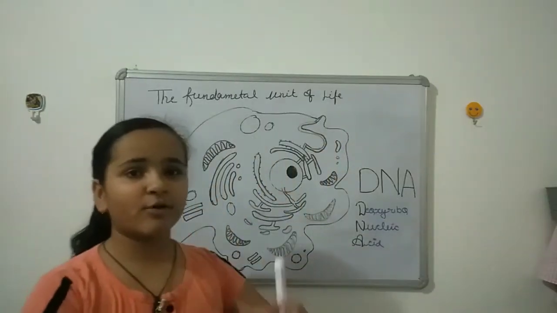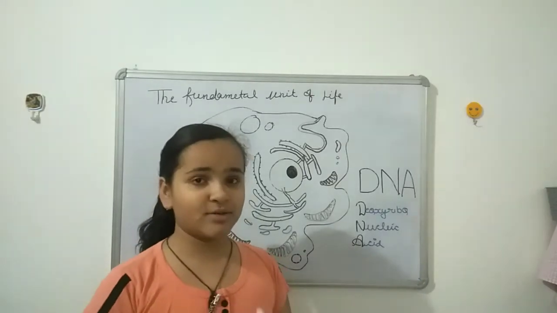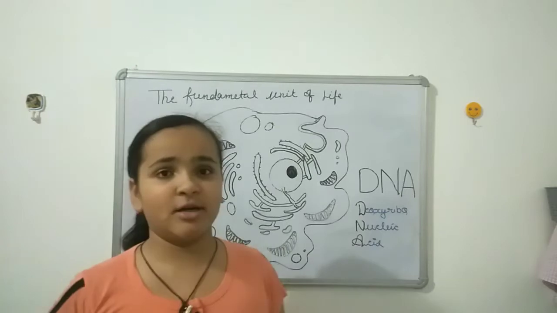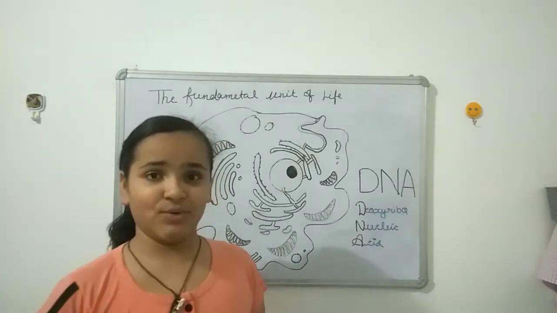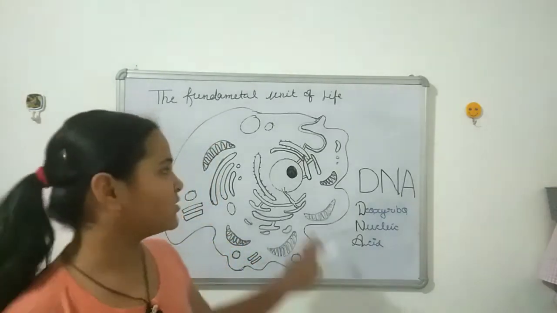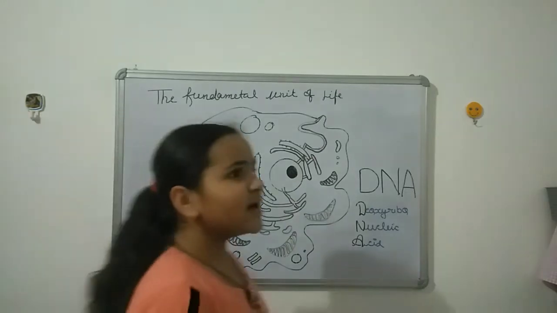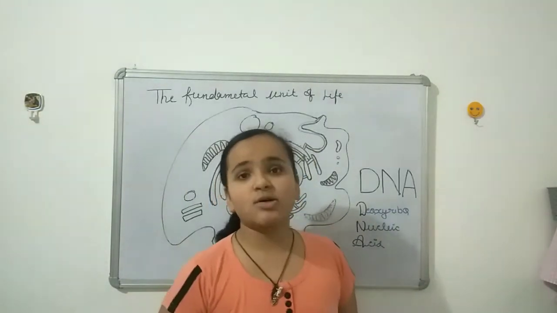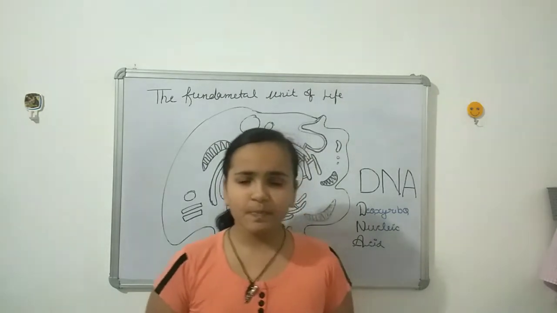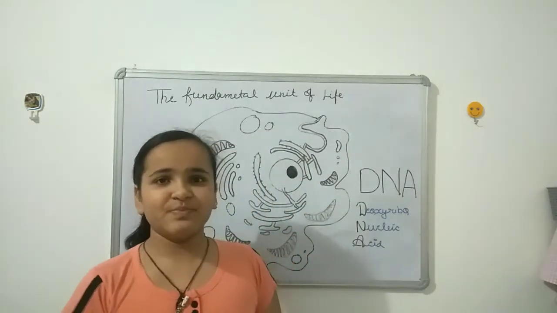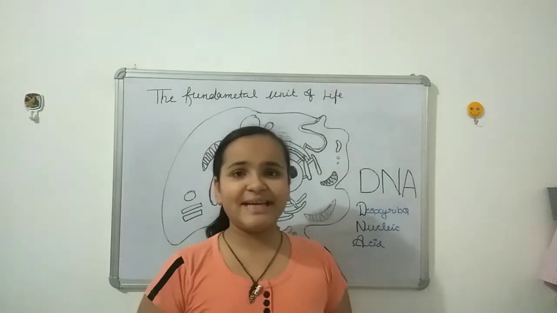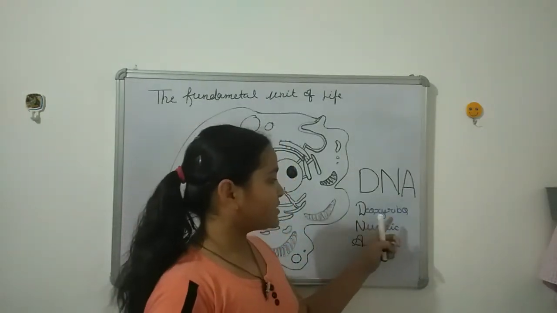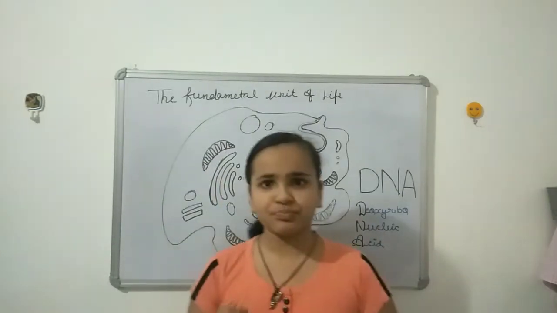And what controls the nucleus? Yes, this dark looking structure is called the nucleolus. That is the nucleus of the nucleus, meaning the head of the nucleus is called the nucleolus. There are some thread-like structures present in the nucleus called chromosomes, which contain information in the form of a blueprint, DNA. Its full form is deoxyribonucleic acid.